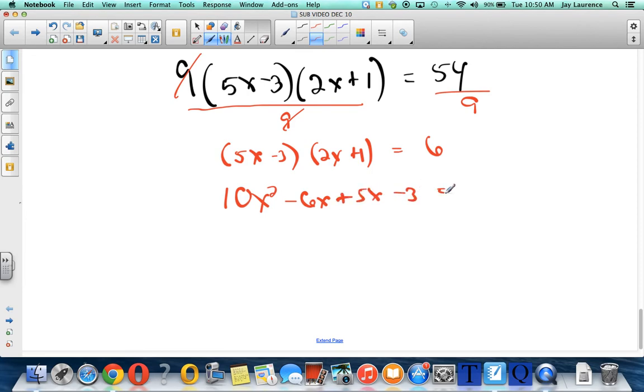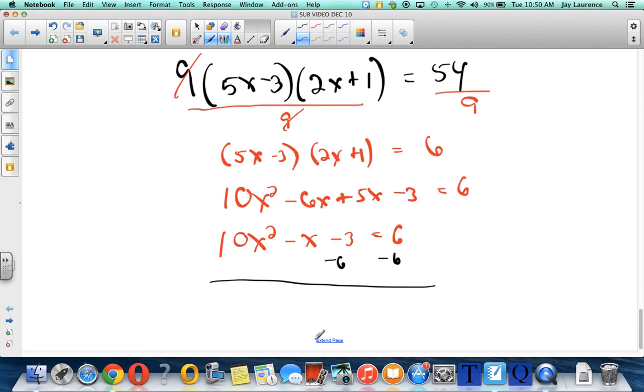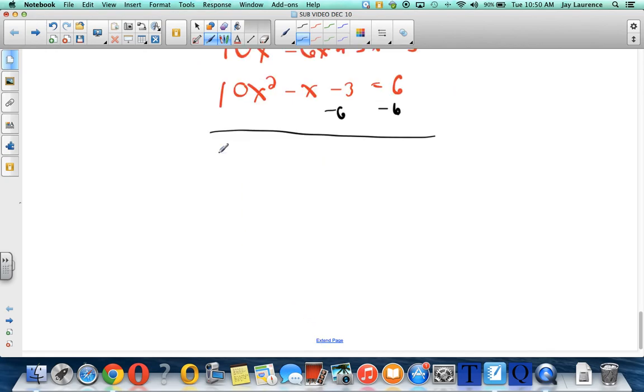minus 3, and that's going to equal 6. I'm going to simplify: 10x squared minus x minus 3 equals 6. And then I'm going to set it equal to 0, so I'm going to subtract 6 from both sides. In doing so, I will get 10x squared minus x minus 9 equals 0. Uh-oh, must have run off the page. There we go.